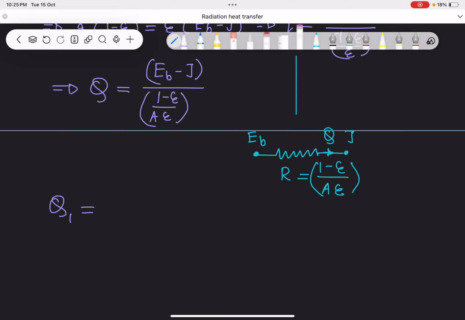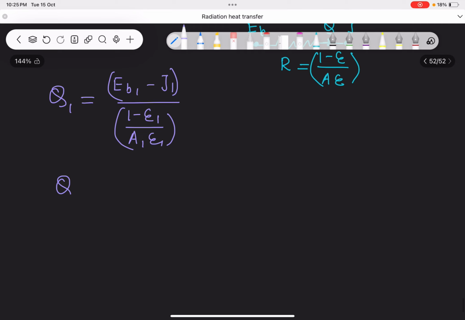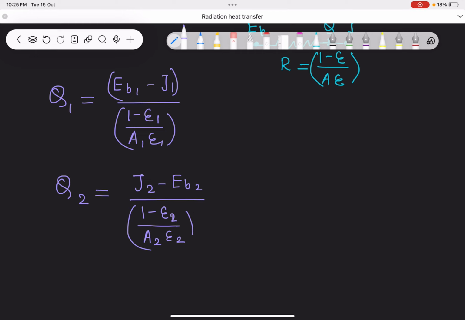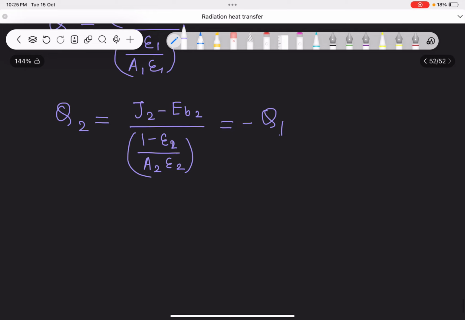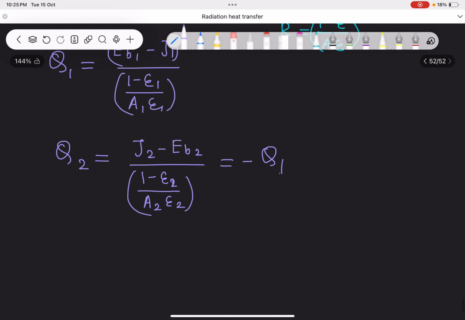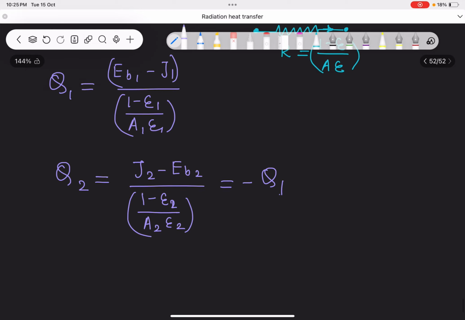So here according to that scenario, my Q1 is equal to EB1 minus J1 over 1 minus epsilon 1 by A1 epsilon 1. Nice. Similarly, my Q2 will be J2 minus EB2 over 1 minus epsilon 2 by A2 epsilon 2. And if it is a steady state problem, it should be minus Q1, right? Okay, that is fine.